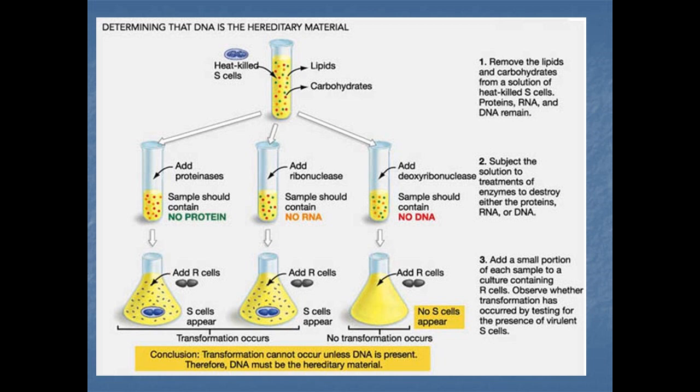R cells are non-pathogenic, so you know that. Wherever he added proteinases, transformation occurred. And wherever he added RNases, transformation occurred. Wherever he added DNases, the transformation doesn't occur. So what he concluded was, the transformation cannot occur unless DNA is present. This is one of the major conclusions he made. Therefore, DNA must be a hereditary material.